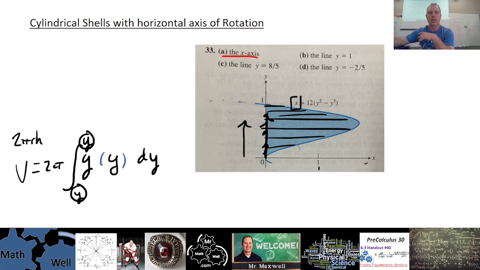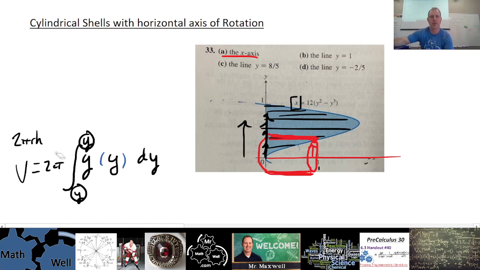And we picture these cylinders sideways, like this. Here's our axis of rotation. Let me draw that just a bit better. Okay, there's one such cylinder. dy is the thickness of the sidewall. The radius is in the y direction. The height is the function in terms of y.